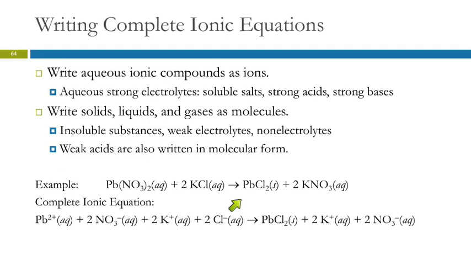So here in the products we have a solid. So this is an insoluble compound, and so the predominant form when it's in this beaker of liquid is that it's a solid. Those ions are not separated, and so we write that as the neutral molecule or neutral formula. This is aqueous, and so we're going to separate those into ions. Any questions? We're showing all the ions. That's why it's a complete ionic equation.